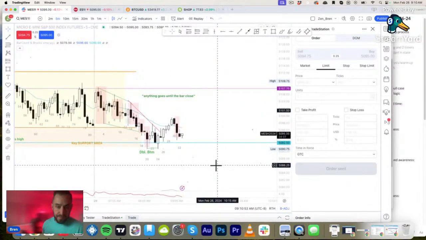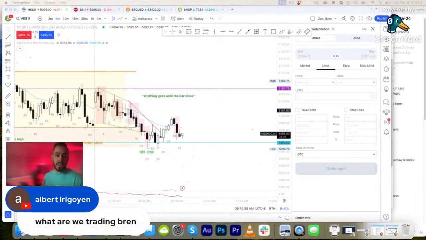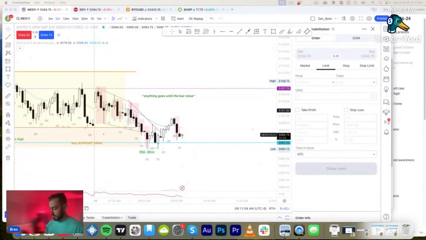Albert, Albert, quit asking. What are you trading? Look at the top left-hand corner of the screen. Do you see that it says micro E-mini S&P 500 index futures? That's what I'm trading.